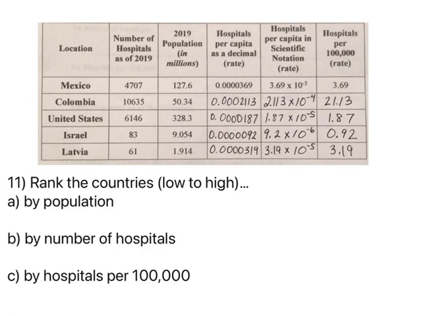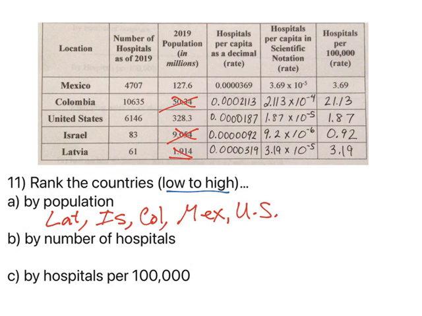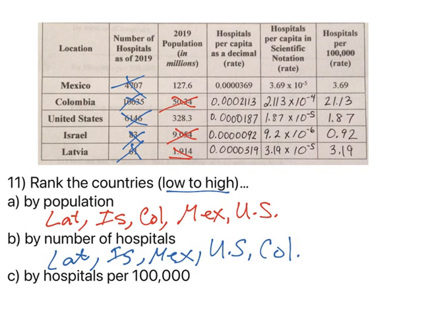Now, let's do some rankings of this to see what this looks like. First, we're going to go low to high. First, by population. Who has the lowest population? Latvia. I'm going to abbreviate just for fun. After Latvia, we then have Israel. Then we have Colombia. Then we have Mexico, and lastly, the U.S. Great, love this for us. Next, let's look at the number of hospitals. Who has the least number of hospitals? Again, Latvia starts it off. Then Israel. Then Mexico. Then the U.S., then Colombia. So you can already see the order is a little different.